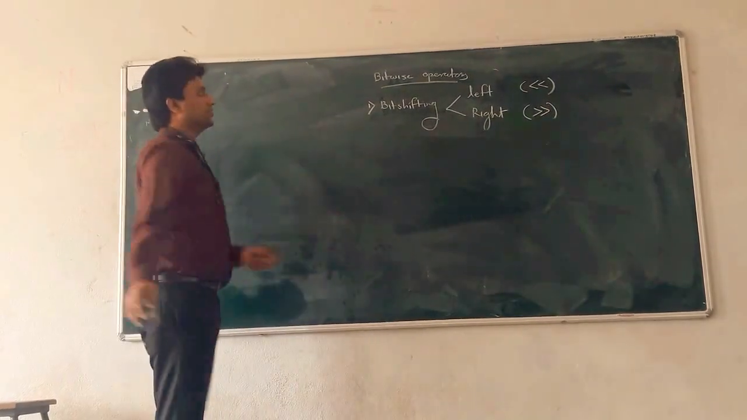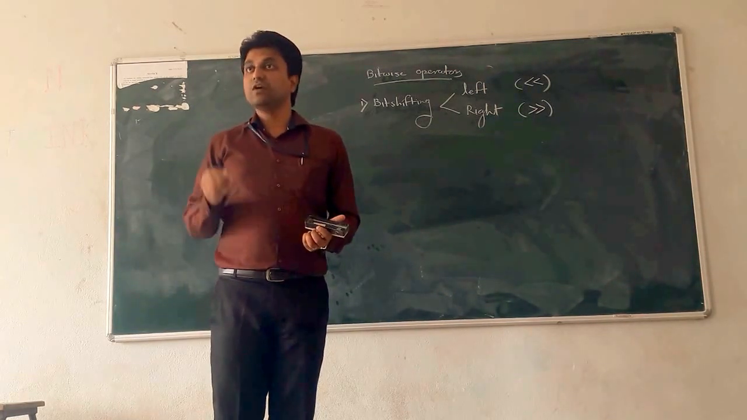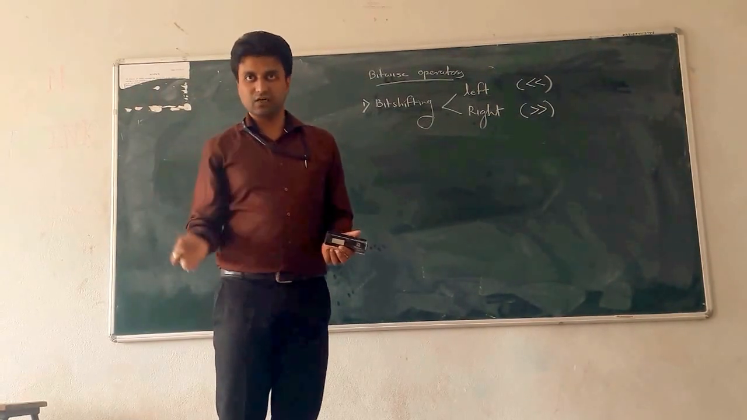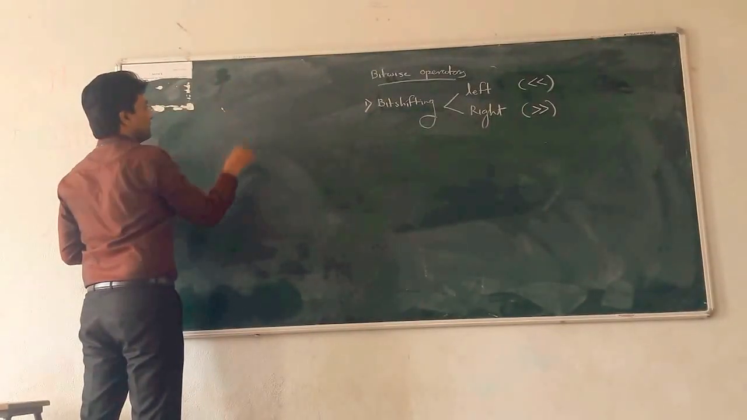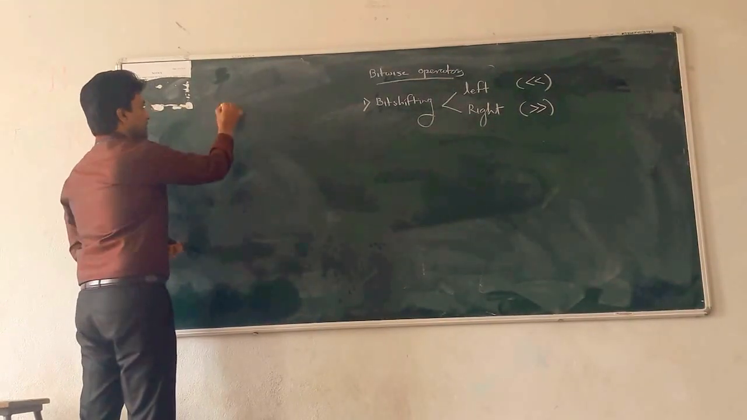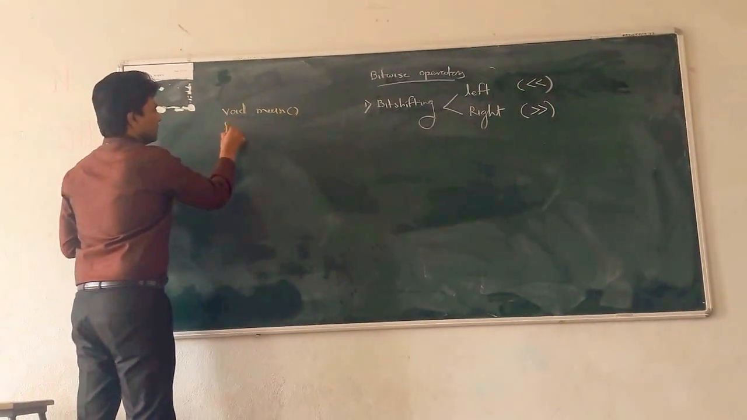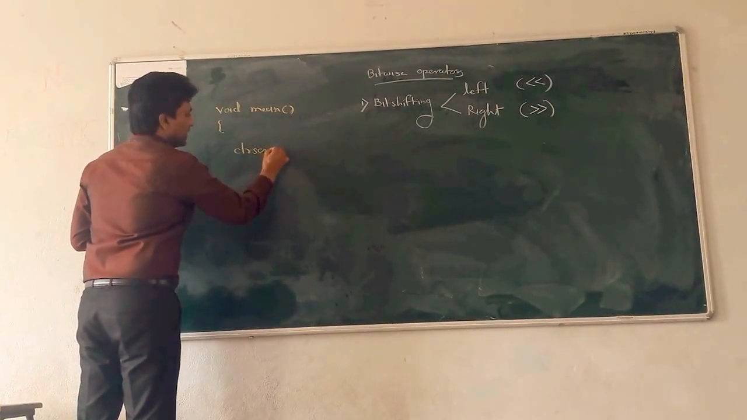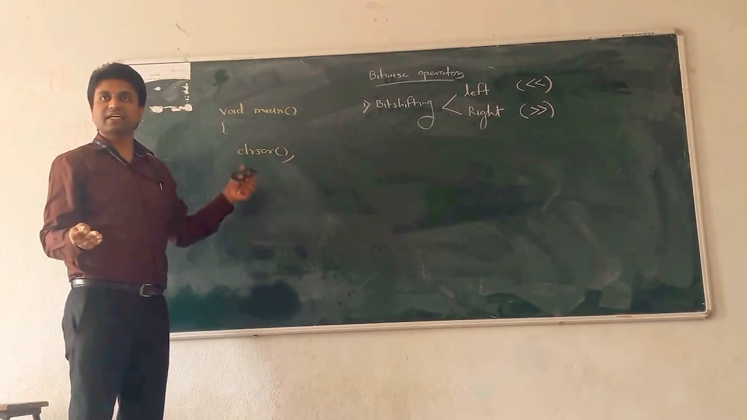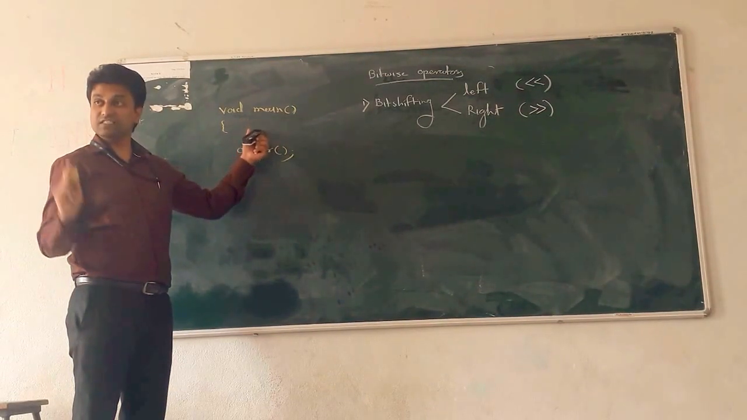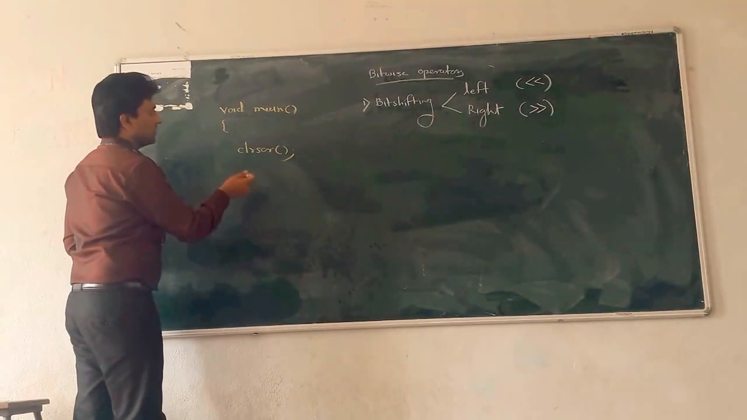First is the left shifting operator: what is its use, how the operation is performed, and what is the result. For that we take one example. Our program starts from the main function, void main. After that, clrscr, clear screen. Whenever we use a variable, you declare the variable on the first line of your function.